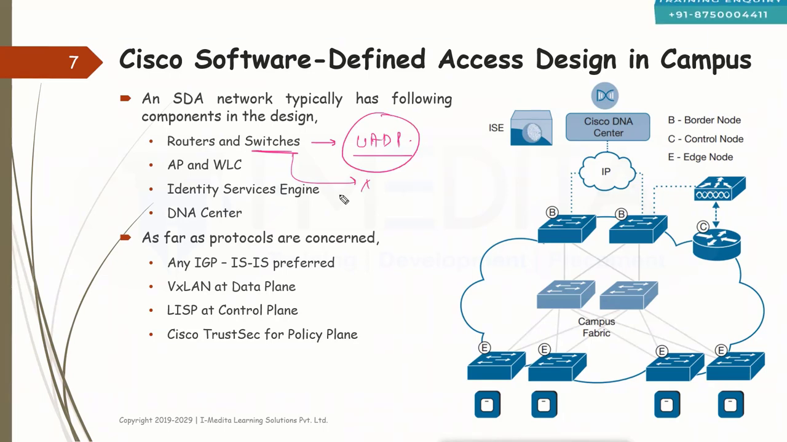Licensing will be required as well, of course. Like you need to have licenses as well. The DNA license, DNA Advantage, DNA Premier. We have Essential, Advantage, and Premier. We have three licensing tiers. We need to have a DNA license on the devices as well. We'll talk about that in detail as well.